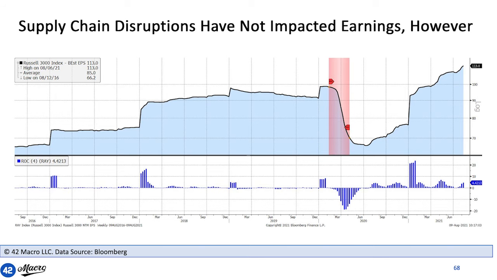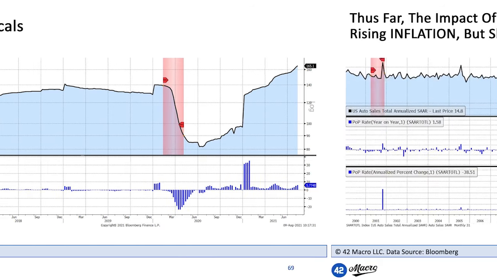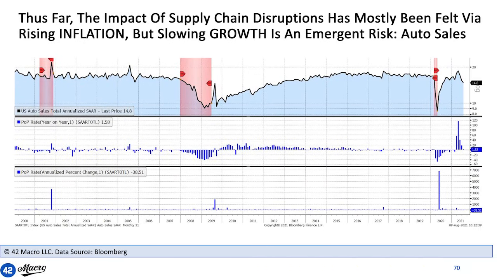And what's more important is on 69, you haven't even seen the impact on earnings for cyclicals. This is the Russell 1000 dynamic index, and you're seeing earnings expectations actually accelerate to the upside for cyclicals as well. So a lot of the fear mongering we've heard about Delta, and all this COVID dynamic stuff, hasn't really impacted earnings. And the fact that it hasn't means a lot of the supply chain dynamics haven't impacted corporations as much as they've impacted labor. On slide 70, we kind of unpack that last point.